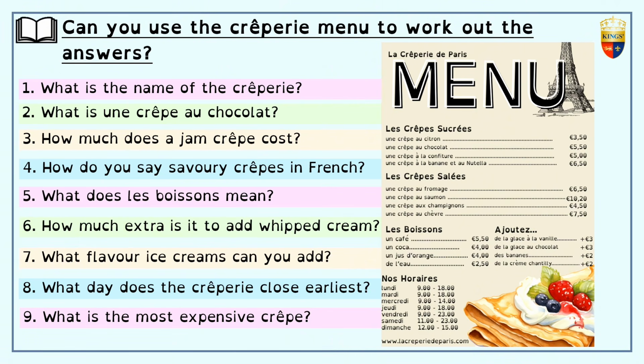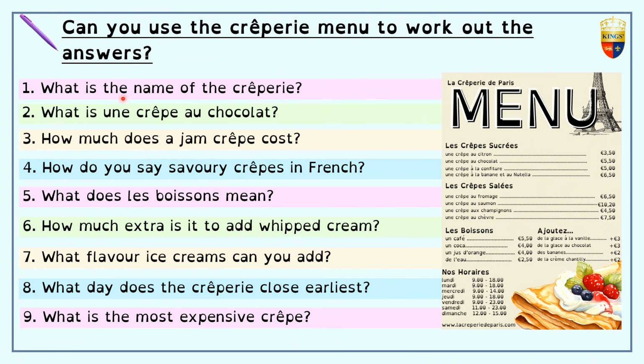Okay, so hopefully you guys have now finished all your questions, feeling confident with your answers, and we will talk through them now. The first one said, what is the name of the crêperie? And the name was La Crêperie de Paris. If you just wrote Crêperie de Paris, that's fine. If you translated it into English and wrote the Crêperie of Paris, that's fine, okay? So you can give yourself a tick for that.